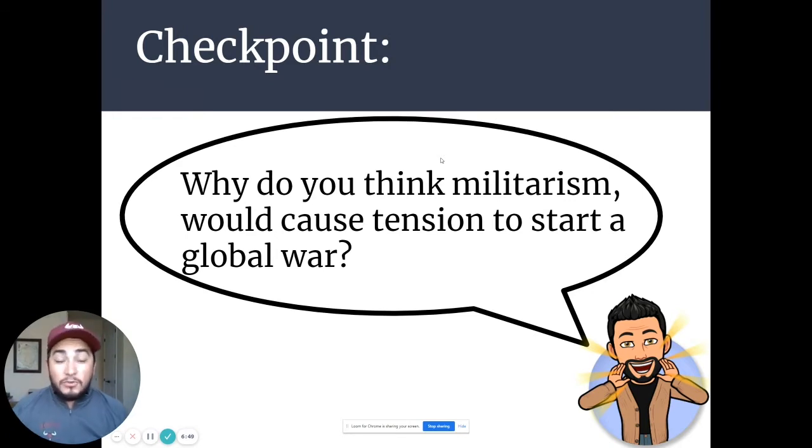Good job. Thank you for responding to that. And yes, you're absolutely correct if you said that militarism creates a growing distrust among countries when they start to build up so many weapons. Why do you need so many weapons if you're at peace?